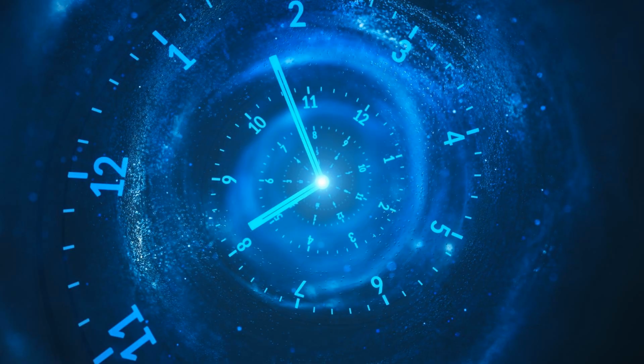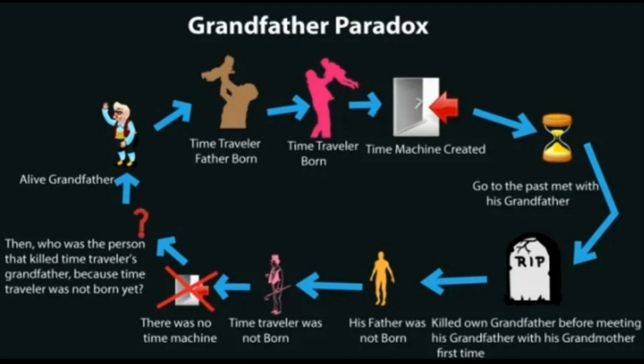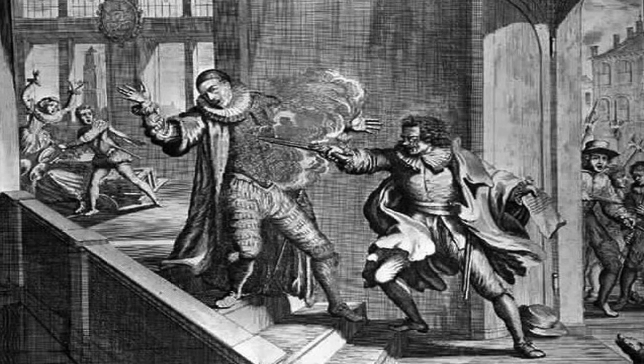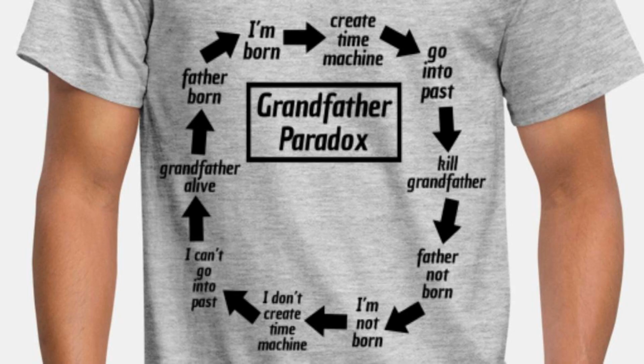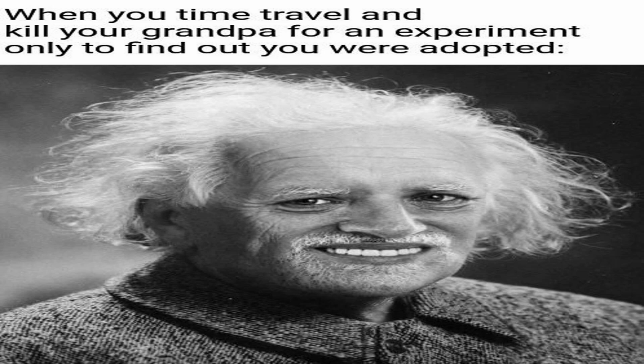This creates a paradox because if Alex was never born, then they couldn't have traveled back in time to prevent their own existence. This paradox challenges the very foundations of cause and effect, as the actions in the past lead to a contradiction in the present. The grandfather paradox is just one example of the mind-bending consequences that time travel can introduce, raising profound questions about the nature of time and the implications of altering the past.